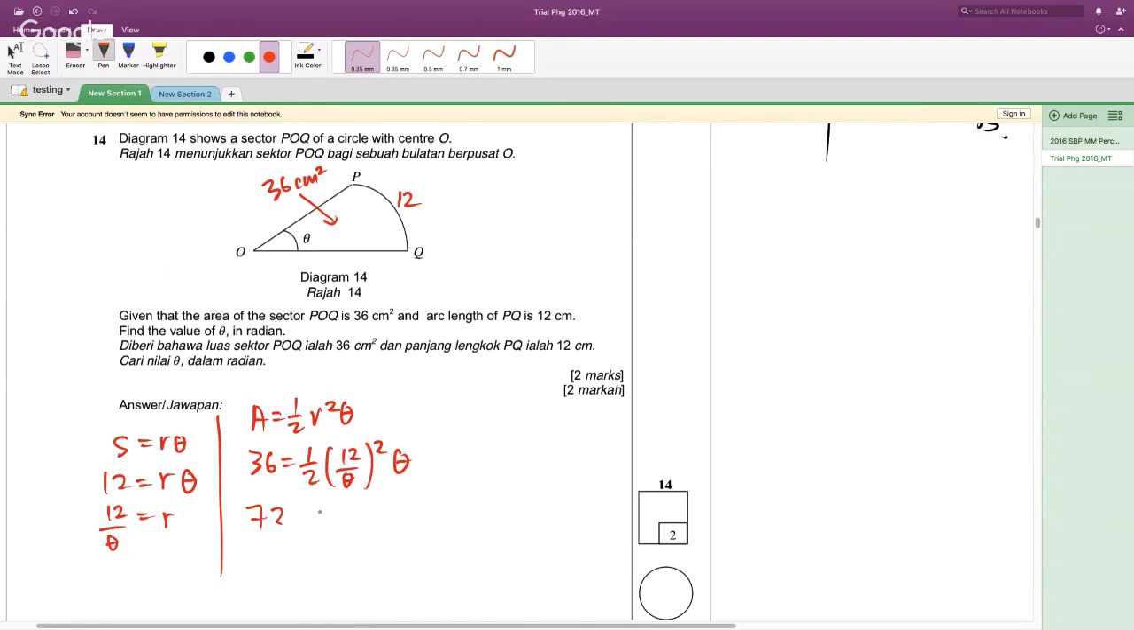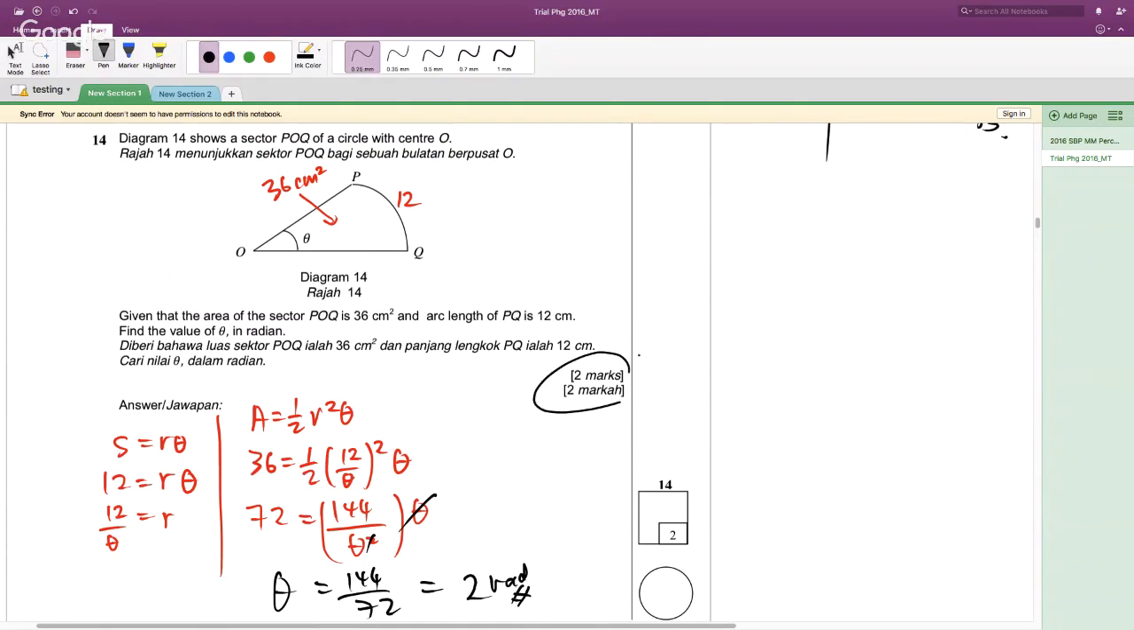Half I move to the other side and multiply 2, and 12 squared I get 144 over theta squared, and then multiply with theta. So I will just simplify the theta with the theta. I move to the other side, theta equals to 144 over 72, theta equals to 2. So it's 2 radian. It's a little bit weird, but I guess my answer should be correct. Yep, my answer is correct. I thought 2 marks should be very easy, but it's not as easy as I think.